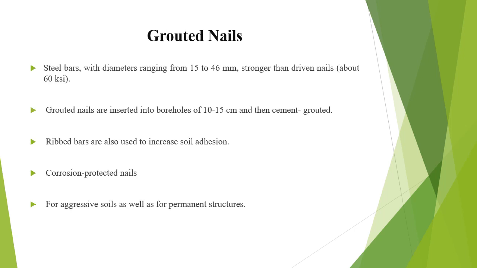Grouted nails, steel bars with diameters ranging from 15 to 46 mm, stronger than driven nails, about 60 ksi. Grouted nails are inserted into boreholes of 10 to 15 centimeters and then cement grouted. Ribbed bars are also used to increase soil adhesion. Corrosion protected nails for aggressive soil as well as for permanent structures.